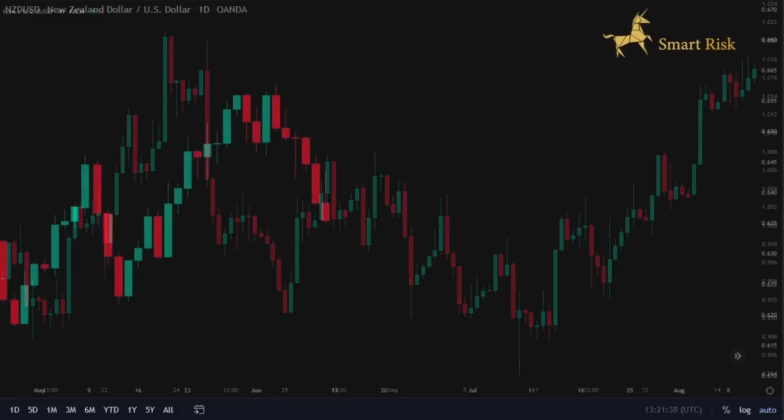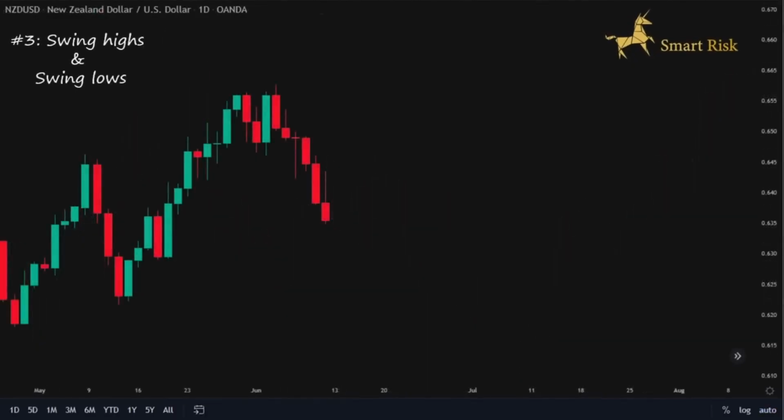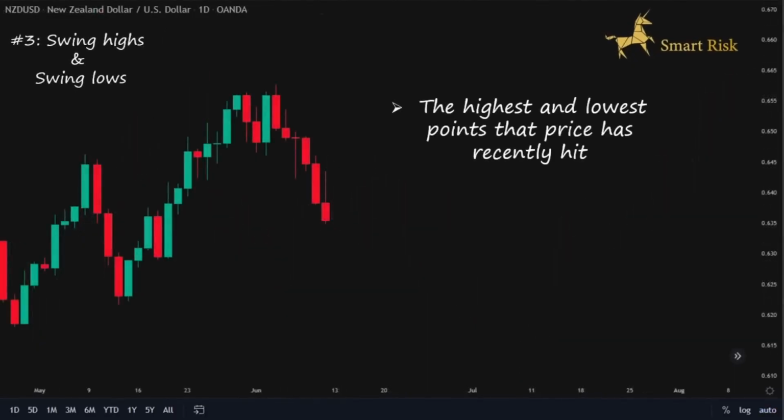Swing lows and highs are points on the chart that might behave as inducements. As you know guys, swing highs and swing lows are the highest and lowest points where price has recently hit. Especially on higher time frames like daily, these points are more important and price has more tendency to respect these points. So traders always get induced into the market at swing highs and swing lows.